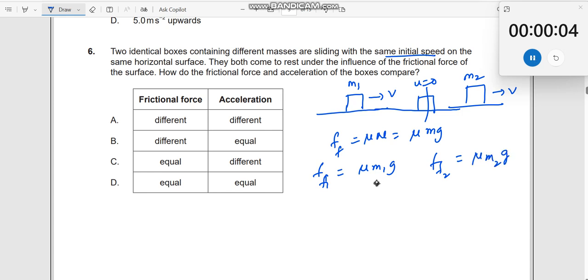Okay, we have got this. So based on it, what can we say? We can say the frictional force is different. They cannot be equal because it depends upon the masses, and thus they are different. So this option can be right. Then what is the next thing?